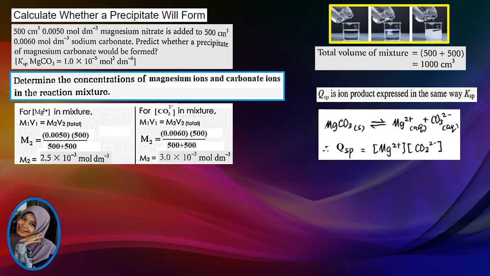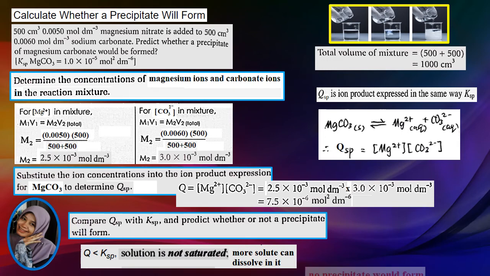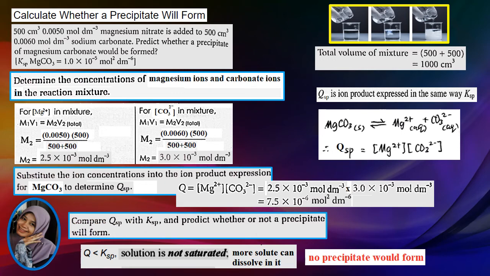Now, substitute the ion concentrations into the ion product expression for magnesium carbonate to determine the value of Qsp, which is equal to 7.5 times 10 to the negative 6. Now, compare Qsp with Ksp. Since Qsp is less than Ksp, the solution is not saturated, meaning that more solute can still dissolve in it. No precipitate would form. You should try more questions on this concept.